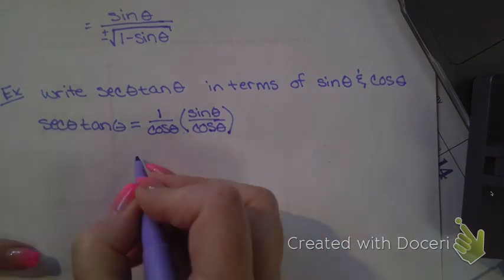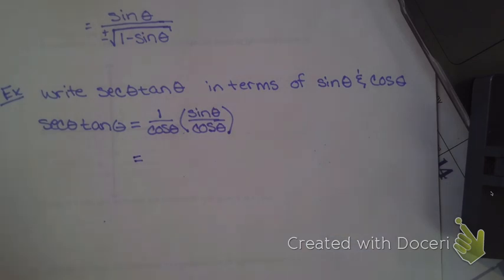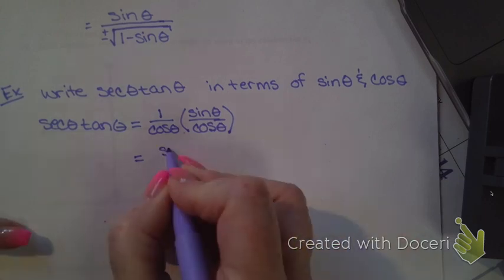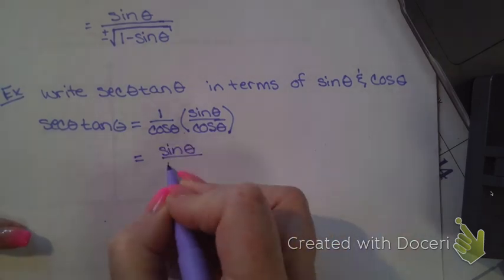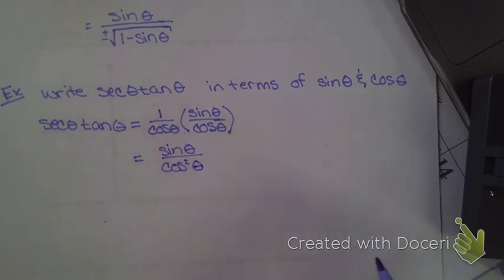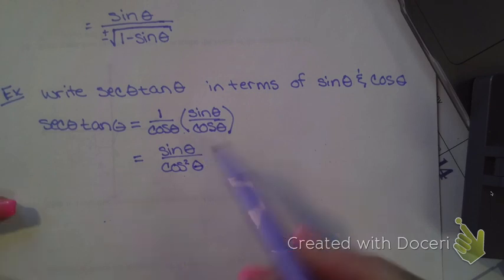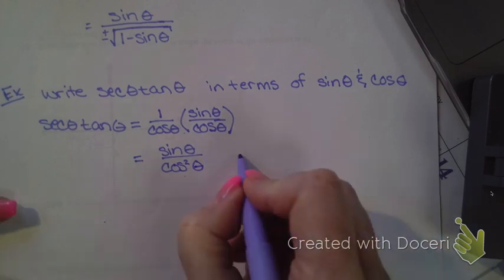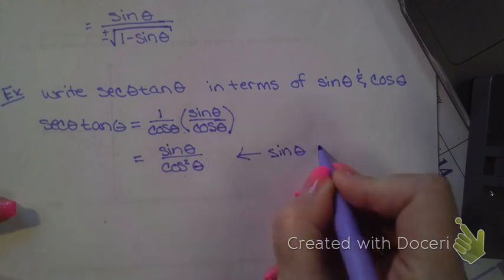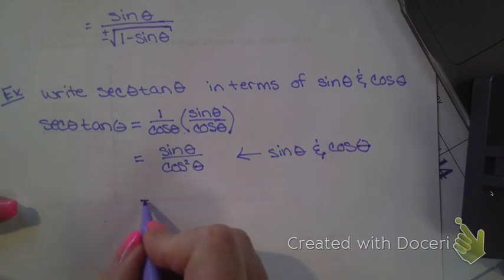So how could I simplify it? Can I squish it together? Can I multiply it? Yeah. So I'd have sine over cosine squared. So here I said sine and cosine, and I have it there, yes? But could I just say sine? So this is sine and cosine.